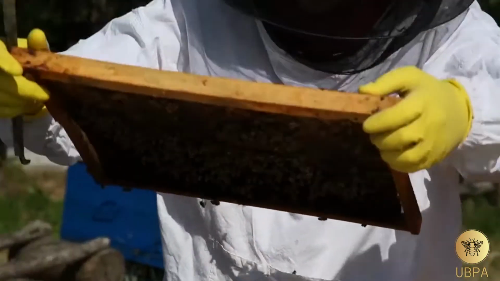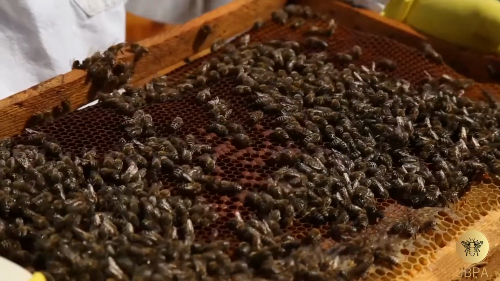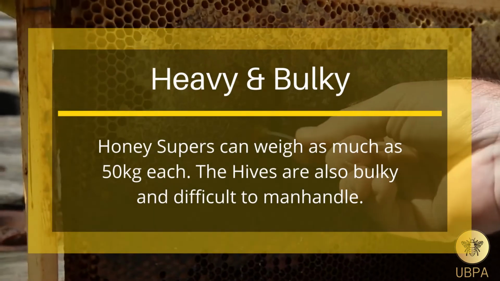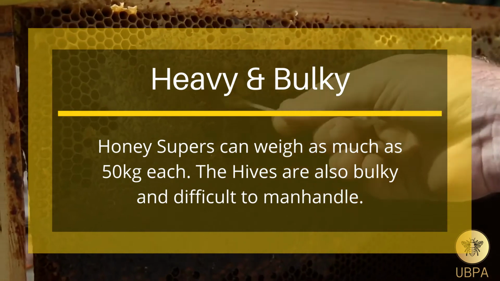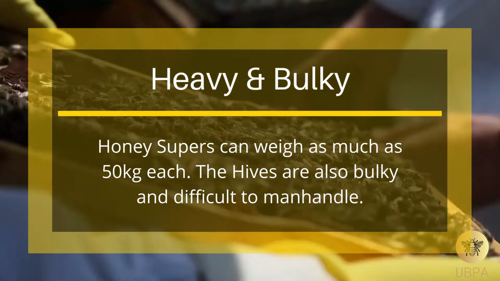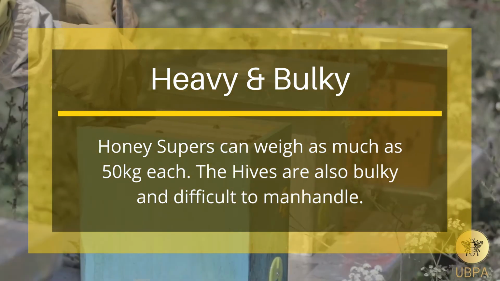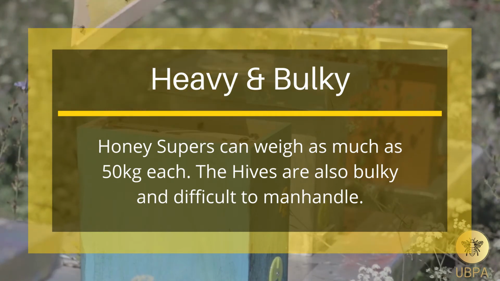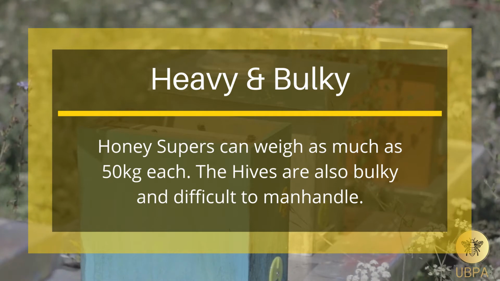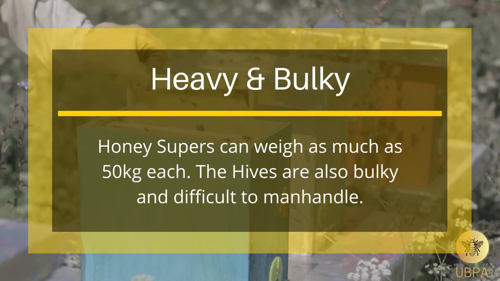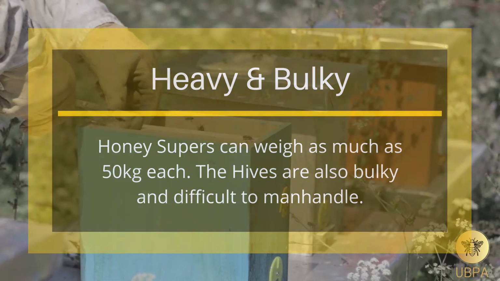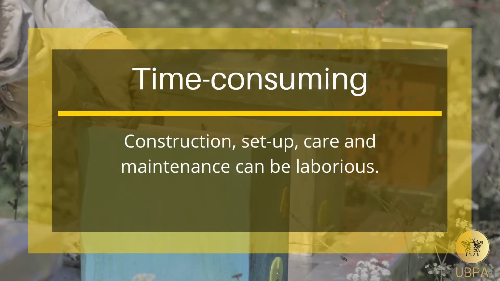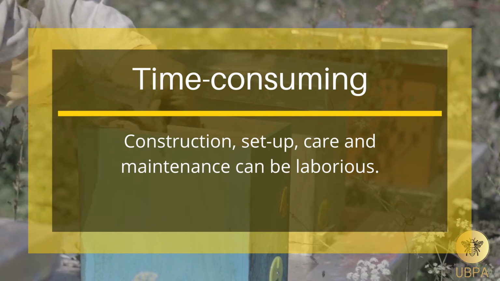As with anything, there are some disadvantages to using the Langstroth Bee Hive system. They can be heavy and bulky to move around and handle. Once full with honey, boxes can weigh up to 50 kilograms. It can be overcome by using smaller boxes. If you need to move a whole hive with all boxes attached, you will need something to help you lift and move the hive.